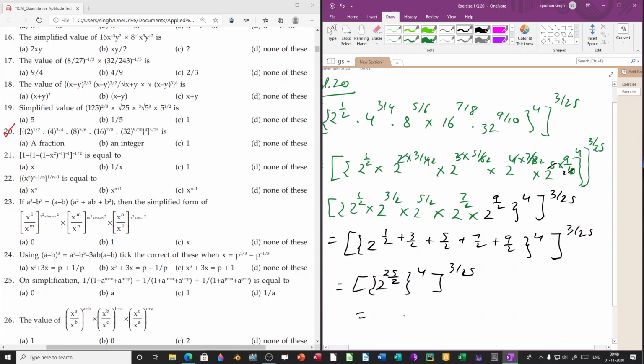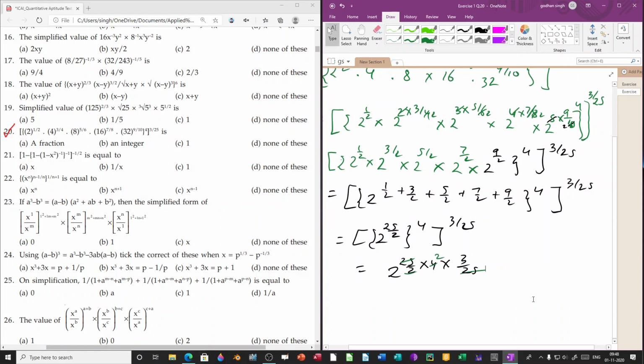So equal to this 2, and we can cancel this. You know that whenever a raised to m raised to n is a raised to mn. So this can be written as 2 raised to 25/2 into 4 into 3/25. So we can cancel this 25 and this 25. Also this 2 will cancel this 4. So we'll be getting 2 here, and overall we are getting 2 raised to 6.